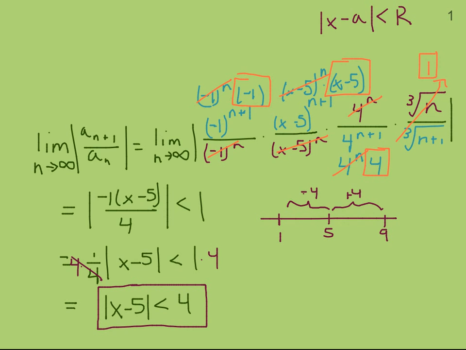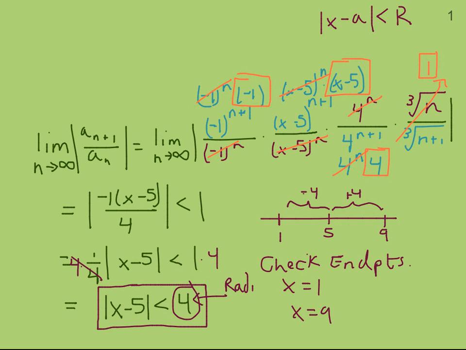And so we still have to check the endpoints, to check the convergence at the endpoints x equals 1 and x equals 9, but 4 is the radius of convergence. Alright, great. So let's check the endpoint.